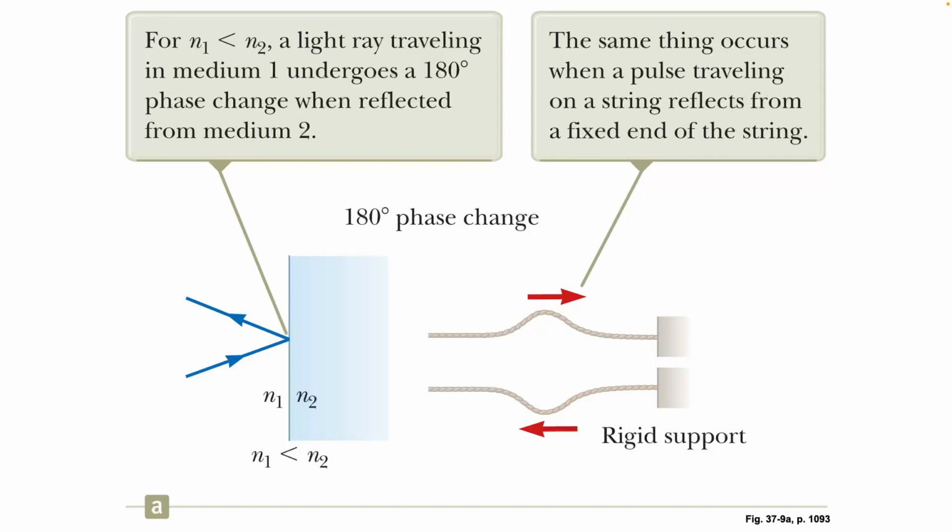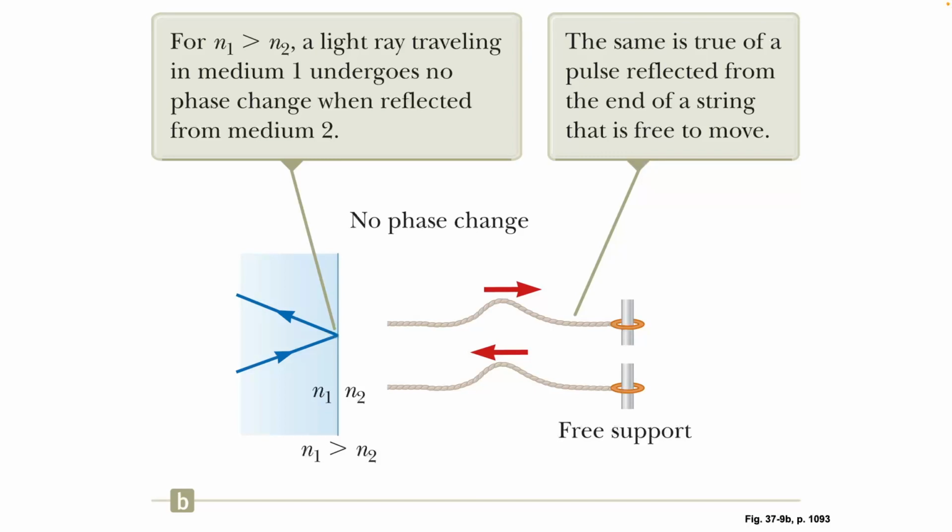Okay? What happens when you bounce light off of a boundary where the index is less? What's the phase change there? No phase change. Okay? So upon reflection, light waves will invert or change their phase by 180 degrees if the index of refraction is higher than the material it's traveling in. If it isn't, then they'll maintain the same phase.